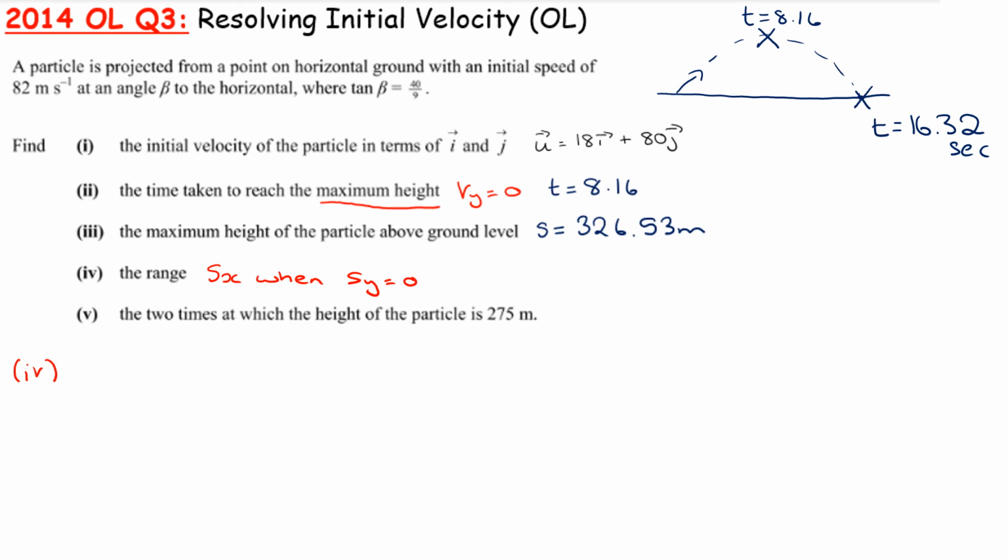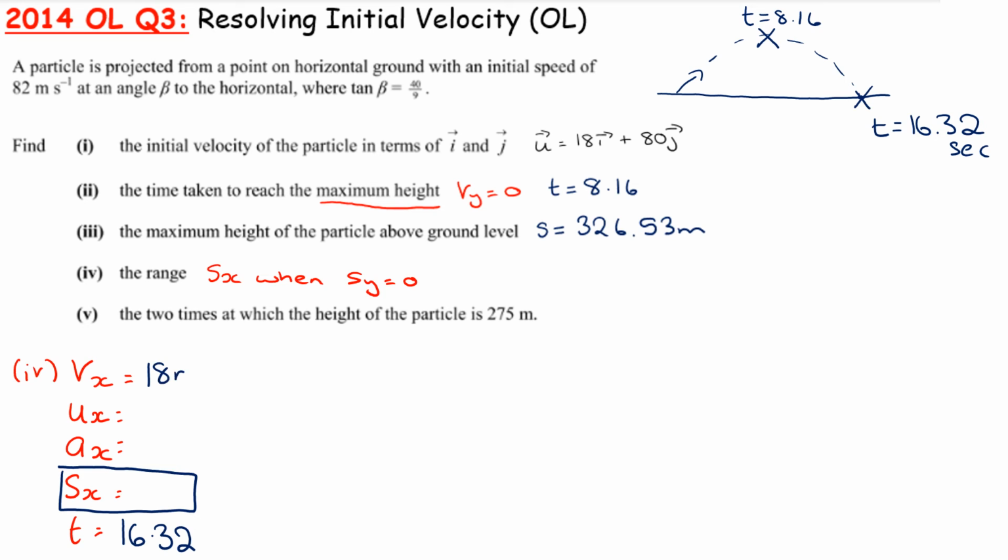Now, if we hadn't worked that through, you could have worked the way we did in the last question, which is work out the time when Sy equals 0 and then plug it back into Sx. So we're only going to work in the x direction. So v, u, a, s, and t. Fill in what we know. We know 16.32 for our time. We want our Sx. There is no acceleration, so our v and u are going to be the same. They're both 18 meters per second, and my acceleration is 0 meters per second squared.